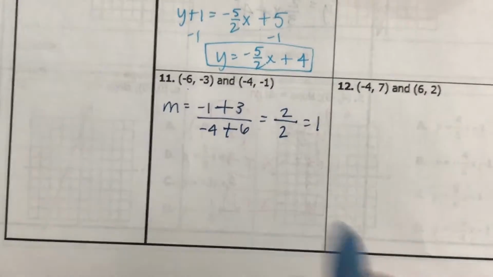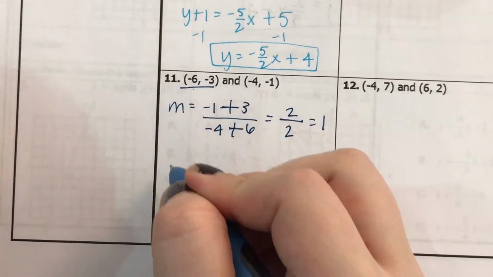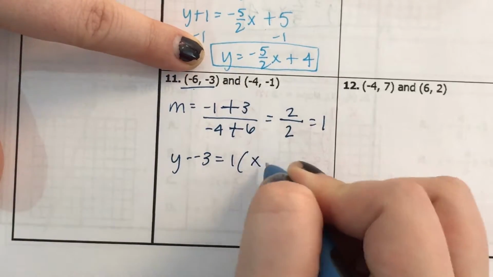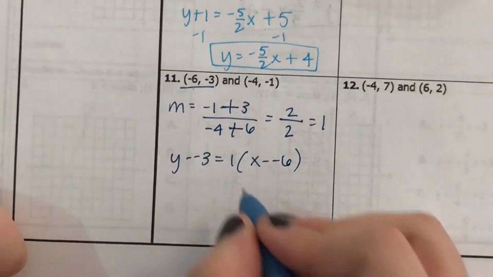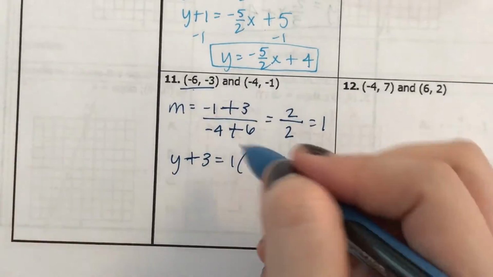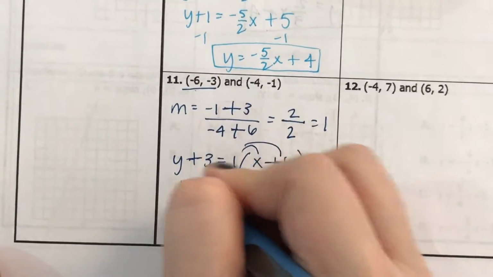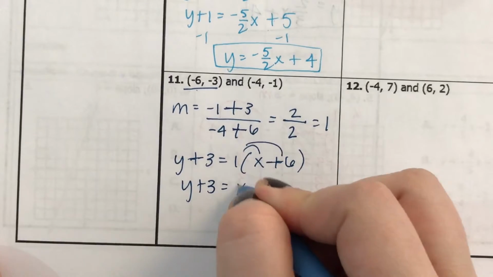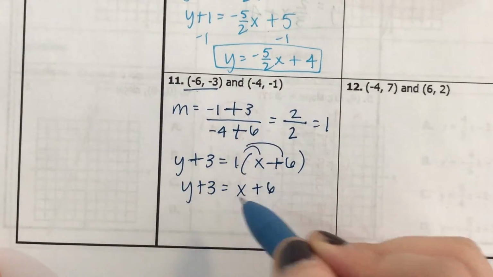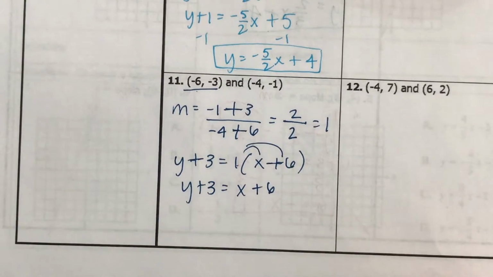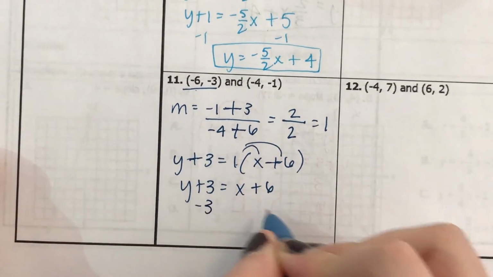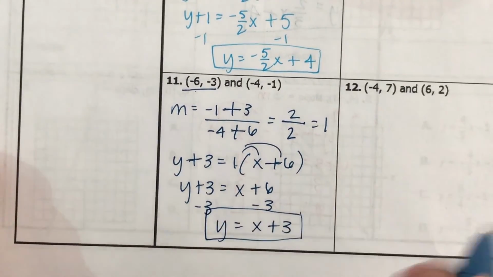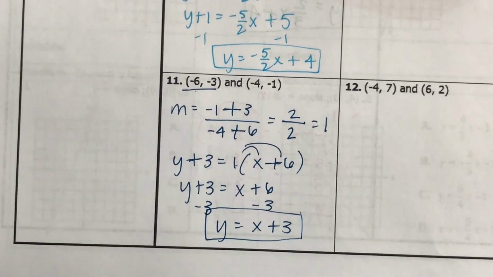Alright, and now we plug them in. So, use this one. y minus negative 3 equals 1 times x minus negative 6. Plus, plus, distribute, y plus 3 equals, well, anything times 1 is just going to be that thing, so this is still x plus 6, because 1 times x is x, 1 times 6 is 6, okay? Now I want to get y by itself, so I'm going to subtract 3. y equals x plus 3. And that's it. Now you can try the practice quiz problems on your own.